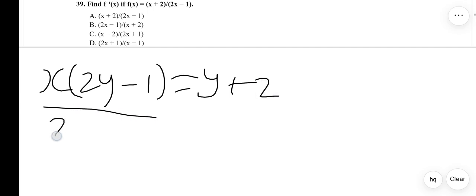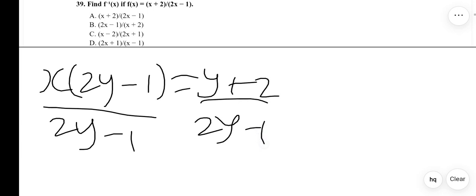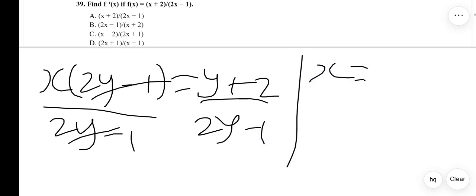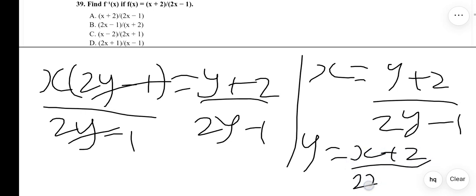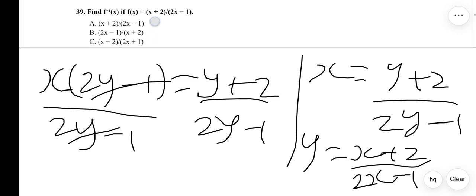So I'll divide both sides by 2y minus 1. So my s will now give me, this will cancel themselves. So that is y plus 2 all over 2y minus 1. So because I'm doing inverse of a function, I'll change my x to y and my y to x. So this one will change to x plus 2. This one will change to 2x minus 1. I think that is the question we solved earlier, which happens to be option A.